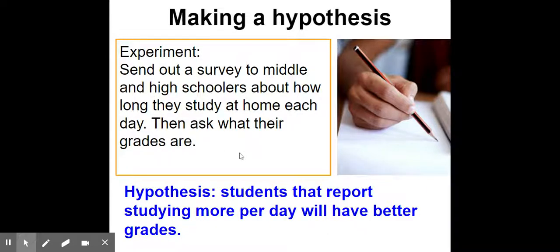I guess they're reporting their grades too, because they could lie. And sometimes people do lie. When you do experiments with people, they will lie, and you have to take that into account. Okay, last example.